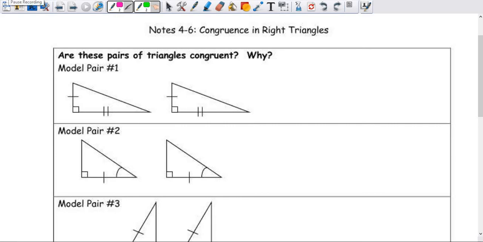Right, now we're going to skip to 4-6 and do congruence in right triangles. What this is going to do is create one more triangle congruency statement for us. So let's look at these few right triangles. We have this pair number 1 here.